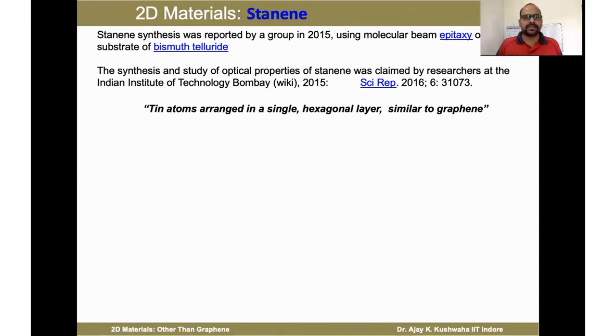The first was epitaxial growth using molecular beam epitaxy over a bismuth telluride substrate. The report was done in 2015. Similarly, the next report was in Scientific Reports. It was also published in 2016, and they have claimed the synthesis of stanene using the laser beam, and they have also investigated the optical properties.